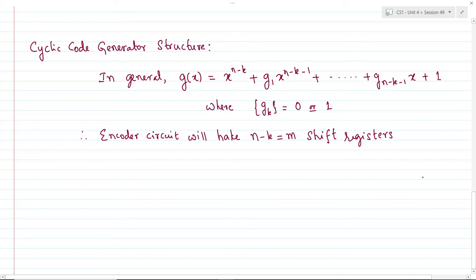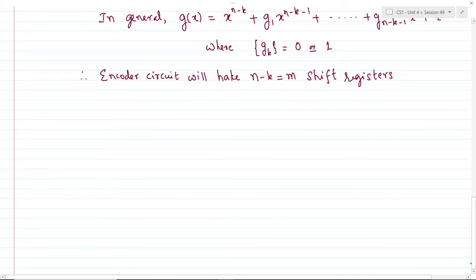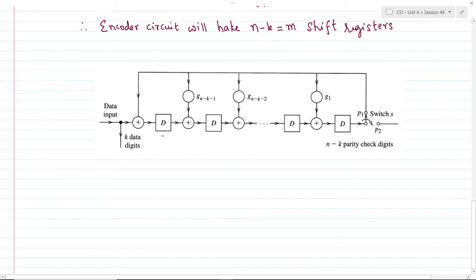Okay, so we can draw this structure. The structure of an encoder in general would look something like this, where the data input is fed from the leftmost part of the circuit. Here D represents a delay unit, or simply a one digit delay, where plus represents a modulo 2 adder.